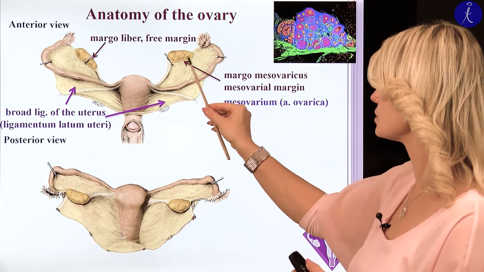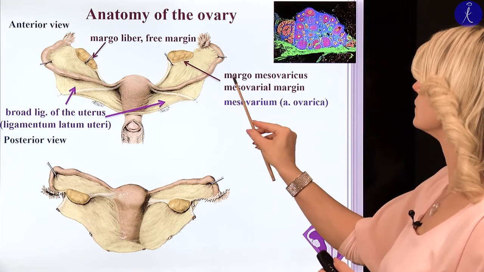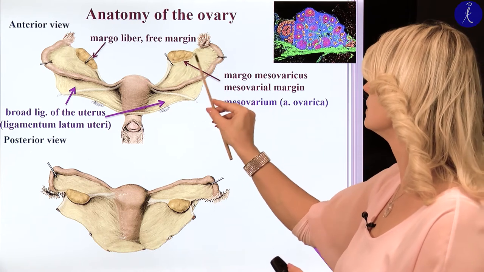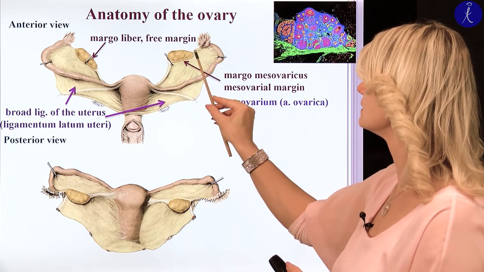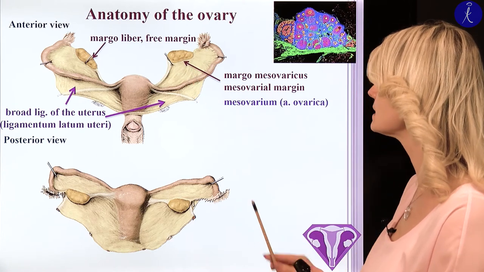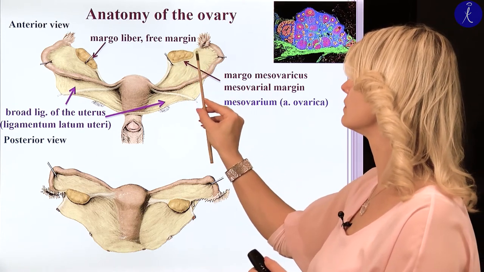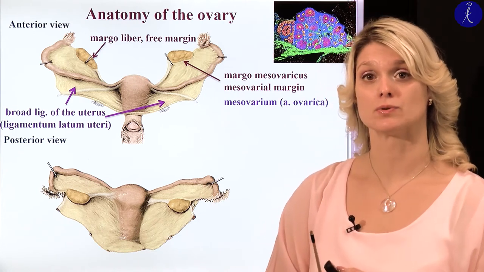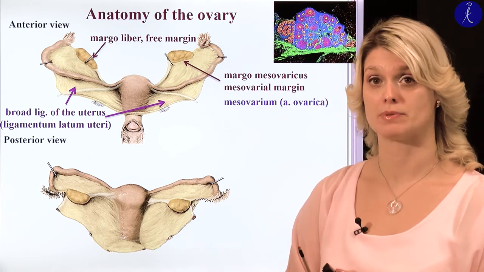And the other margin that I wanted to show, the mesovarial margin, is that part where the ovary will be fixed to the broad ligament, and that part of the ovary will be covered by peritoneum, which is simple squamous epithelium.